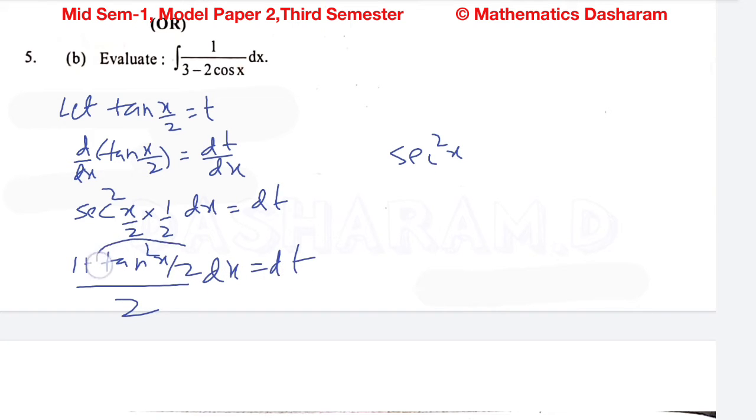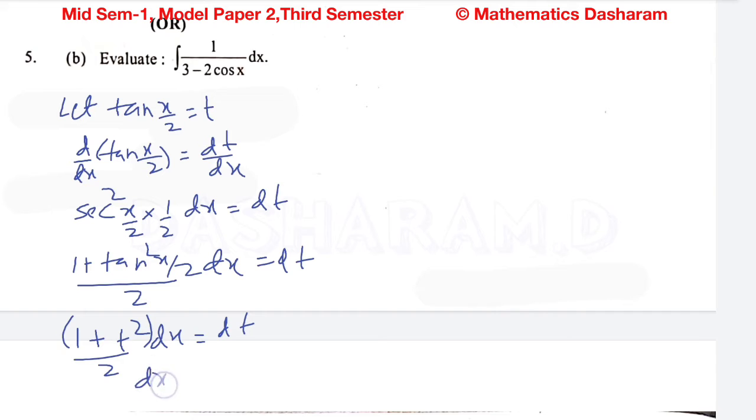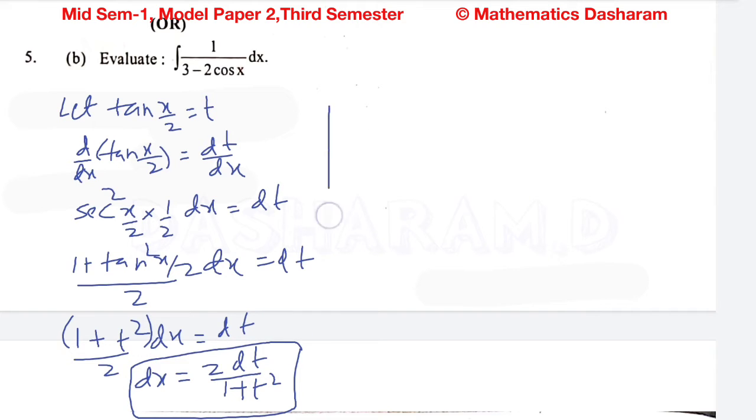In this, substitute the tan x by 2 value, that is t. So 1 plus t square by 2 dx equals dt, but actually we need the dx value. So here dx equals, 2 will go to the right side and 1 plus t square will also go to the denominator place. So this is the dx value, 2 dt by 1 plus t square.